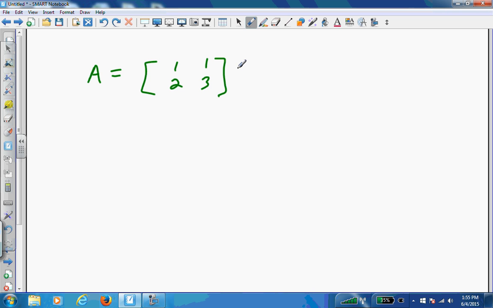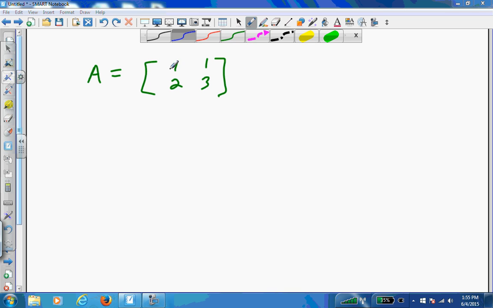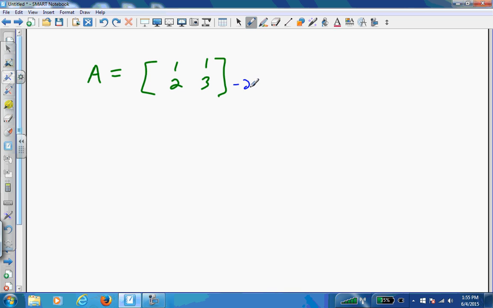So let's begin by seeing what does it take to reduce this down to reduced row echelon, which would be the identity matrix. So let's start out by, we need a 0 here. So negative 2 times the first row plus the second row gives us our new second row. So the first row stays the same. Negative 2 plus 2 is 0. Negative 2 plus 3 is 1.